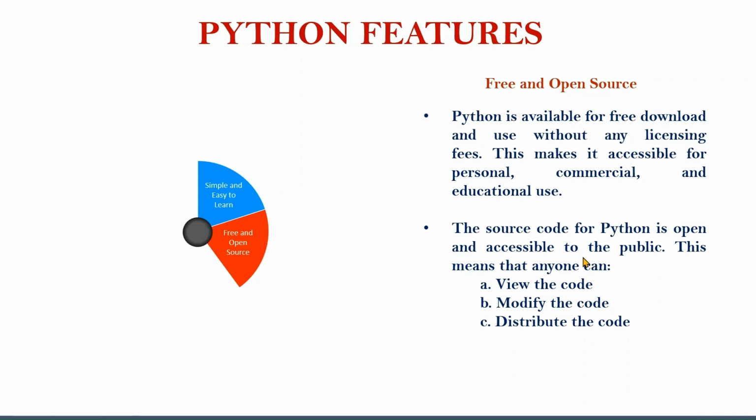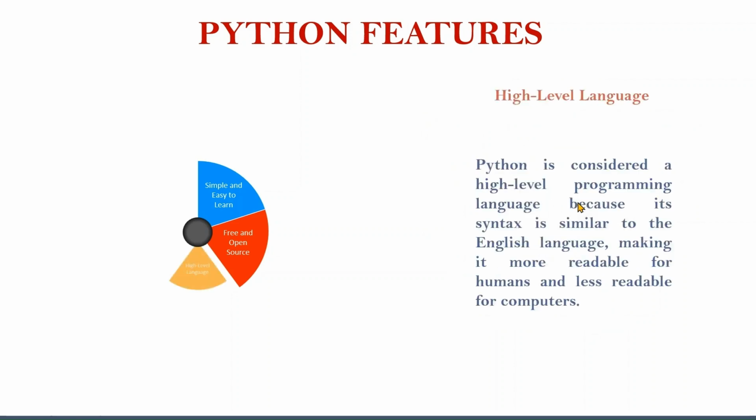That's called open source. This means that anyone can view the code of Python. Then you have the flexibility to modify the code and distribute the code. So that's why we say Python is free and open source, where you can just download without paying any money, and we can use it and we can modify or view the code. Now coming to the next one.